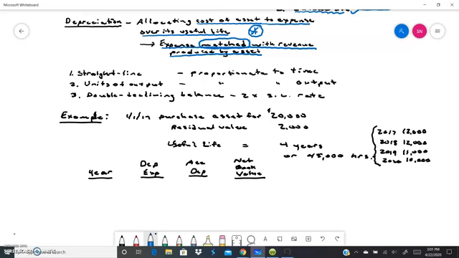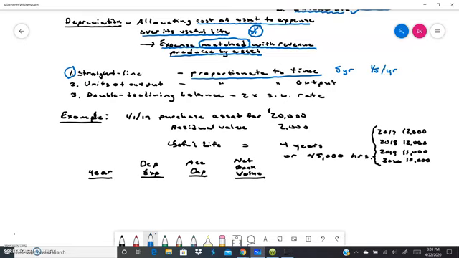So there are 3 different ways that we can do that from a generally accepted accounting point of view. First of all, we can use a straight line method, which is kind of what we used before, and that's really just proportional to time. So for instance, if we have a 5-year asset, a 5-year useful life, each year we're just going to depreciate 1/5 of the cost each year.